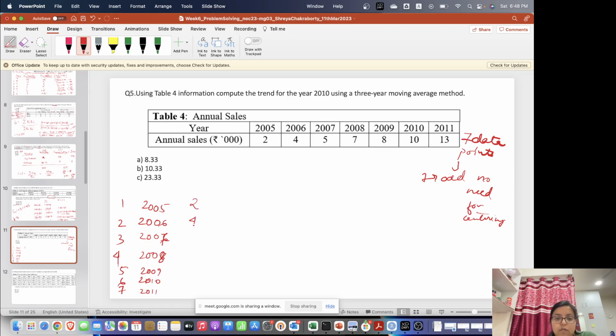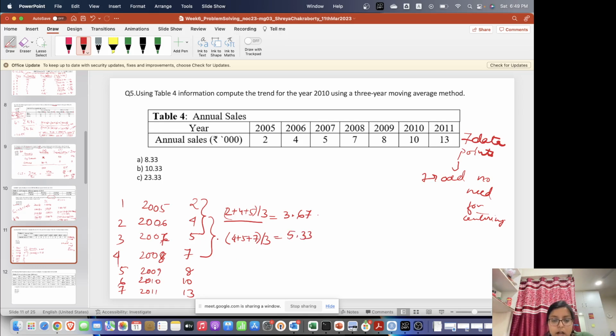So this is 2, 4, 5, 7, 8, 10, 13. So first we will take these 3 points and write in the center. This will be 2 plus 4 plus 5 by 3. So this will be 3.67. For the second point, we will leave out the first one. Compute moving average for these 3. So this will be 4 plus 5 plus 7 by 3. This would come out as 5.33.